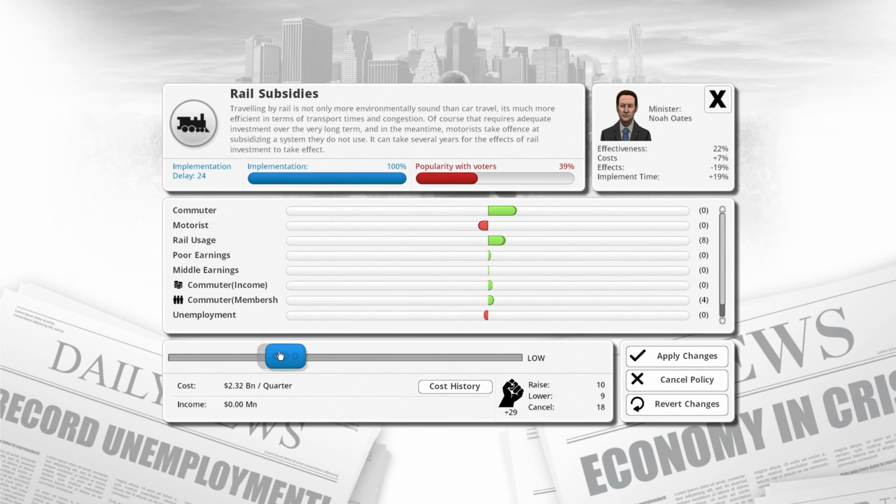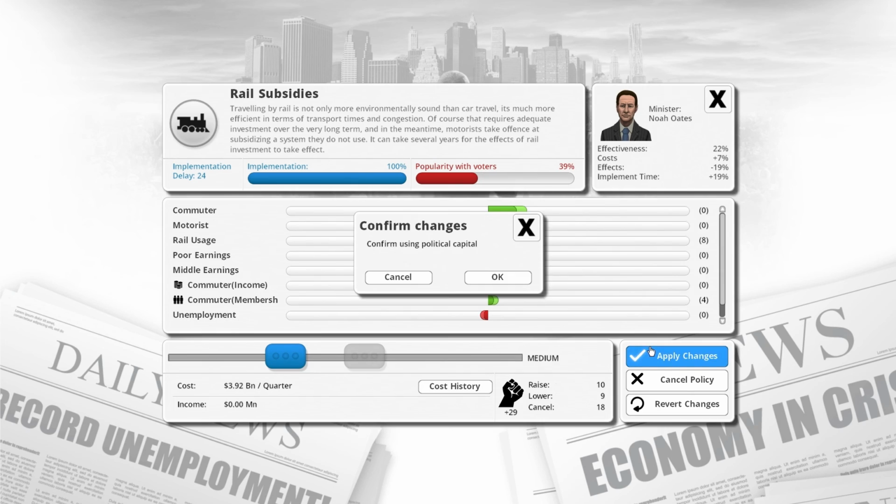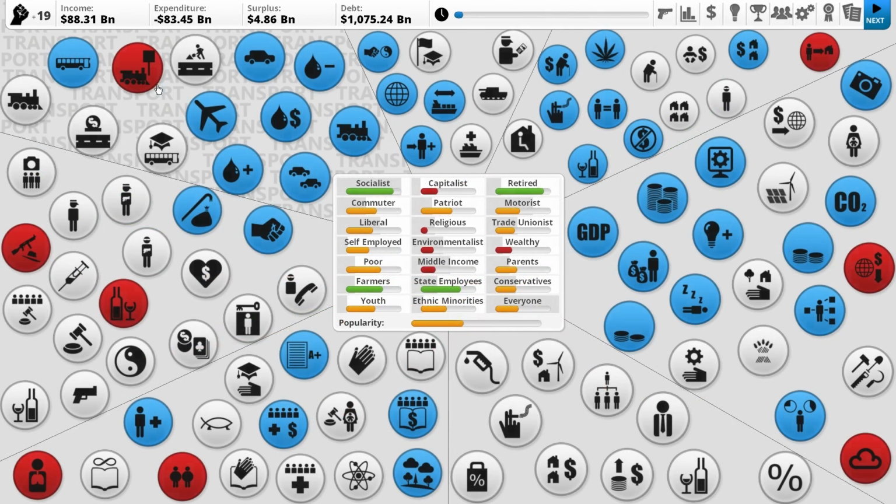Okay, let's just go ahead and raise this a little bit. Let's see, I'll go to medium. Right in the middle, why not? It's going to cost me a little bit more, but I do have a little bit of surplus. And we don't want that rail situation. We want that to go away. What else can we find here?